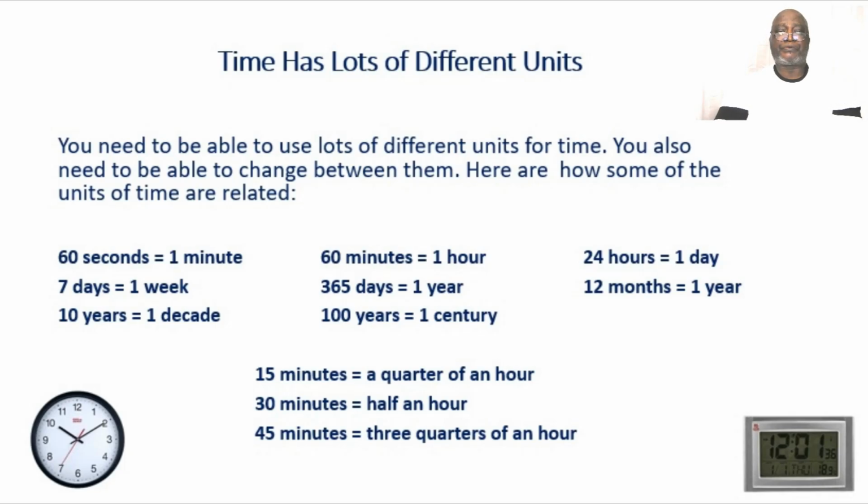Time has lots of different units, and you need to be able to use lots of different units for time. You also need to be able to change between them. Here are how some of the units of time are related. 60 seconds is 1 minute, 60 minutes is 1 hour, 24 hours is 1 day, 7 days is 1 week, 365 days is 1 year, 12 months is 1 year, 10 years is 1 decade, and 100 years is a century.